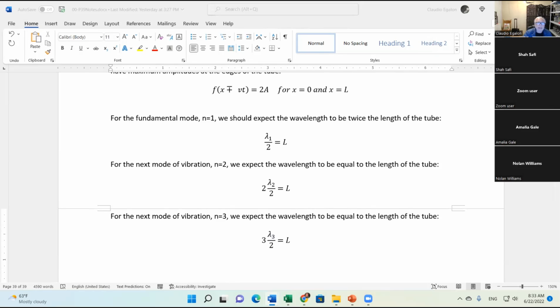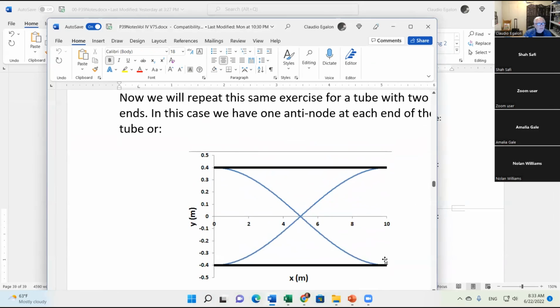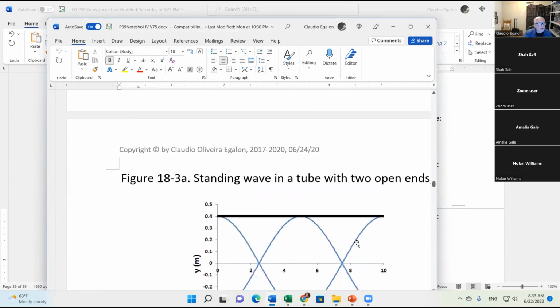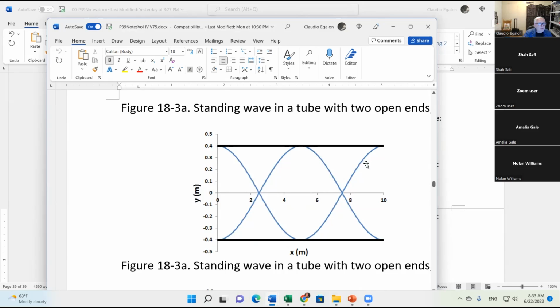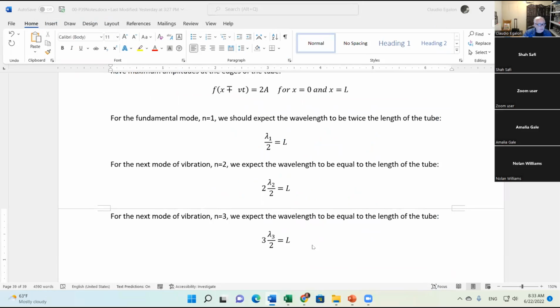So the way you count is like that. Here you go: 1/2 of a wavelength is equal to L. 2/2 of a wavelength is equal to L. 3/2 of a wavelength is equal to L, and so on. Open tube, and so on.